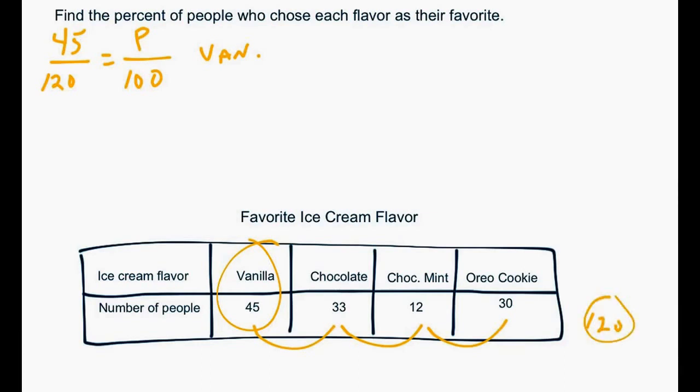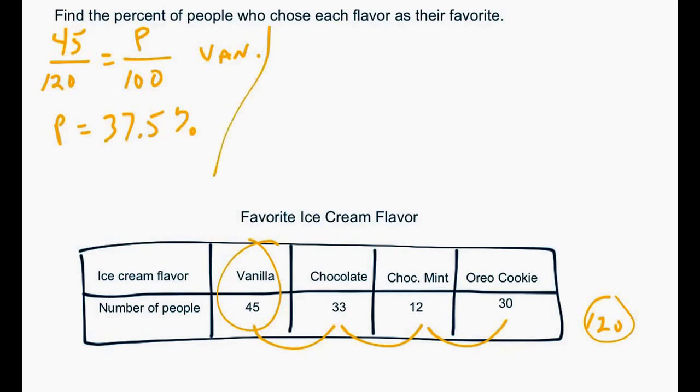I can then solve this proportion. Once again, use your different relationships, use cross products, but P is going to turn out to be 37.5. So 37.5% of people chose vanilla.